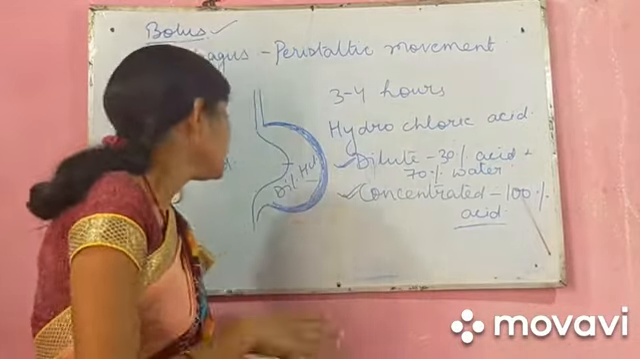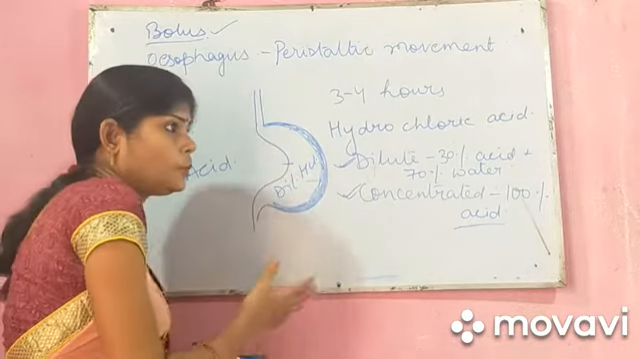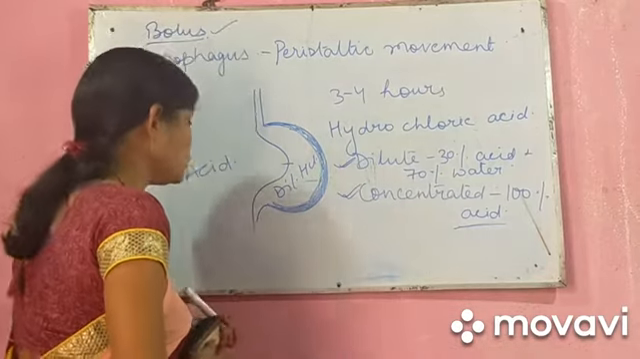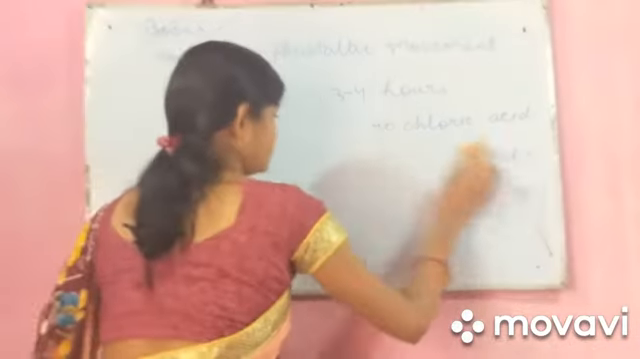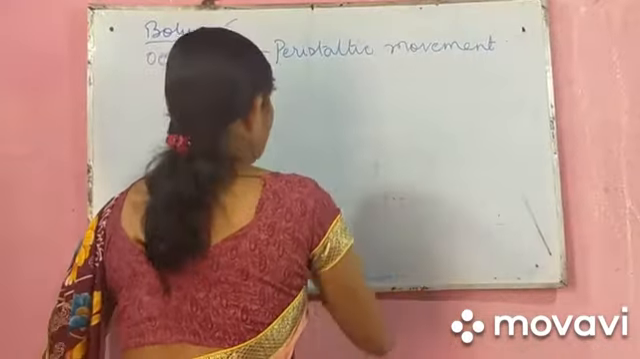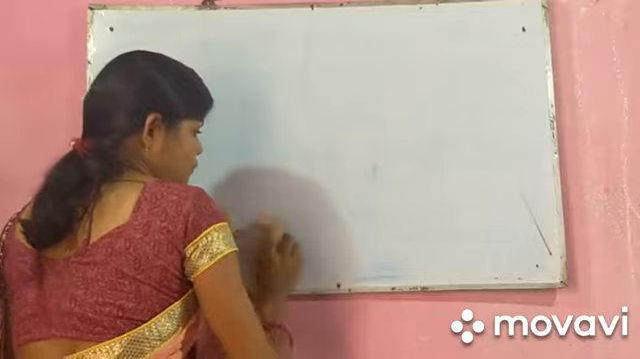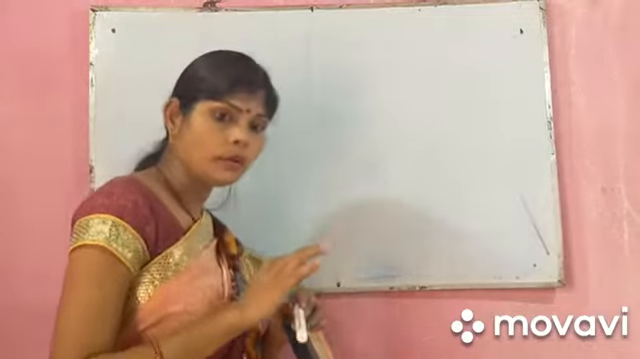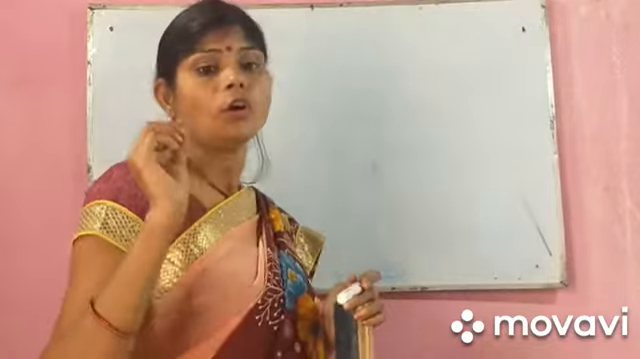acid. So here the food is stored for 3 to 4 hours, and the breakdown of protein takes place. Protein will be broken down here, and when the proteins are broken down in the stomach, they have to be absorbed. How will the process of absorption start here? Food particles are stored in the stomach. No carbohydrate digestion takes place in the stomach. Only protein and fat digestion takes place.